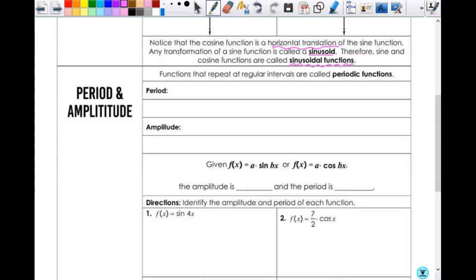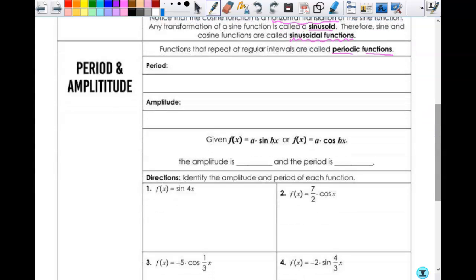So functions that repeat at regular intervals are called periodic functions. So we will have periodic functions that are not sinusoidal functions, but these two are sinusoids. Period and amplitude. We talked about those yesterday, but we didn't write them down anywhere. So the period is the length of one cycle.